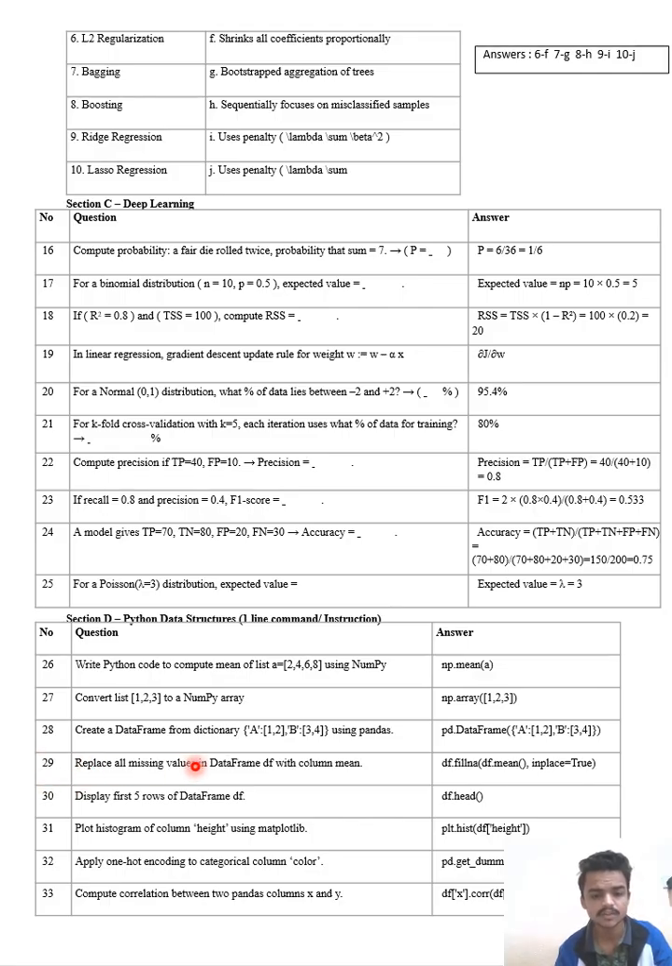Question number 29. Replace all missing values in data frame df with the column mean: df.fillna in brackets df.mean parenthesis close, comma inplace is true, and inplace is used to apply on the real data set. Display the first 5 rows of data frame: df.head. Plot a histogram of column height using matplotlib. So the answer will be plt.hist in brackets df.height. Apply one hot encoding to categorical column color: pd.get_dummies df of color. Compute correlation between two pandas columns x and y: df of x dot corr df of y.